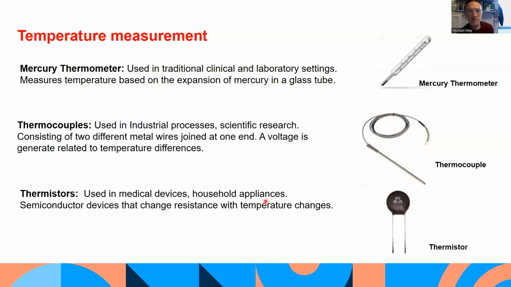And then thermistors, a combination of thermometer and resistor, used in medical devices, household appliances, and semiconductor devices, that change resistance with temperature change. So basically, they'd be on circuit boards, the motherboard of your PC, for example, telling the fan to switch on, or telling the system that the temperature is too high and it might need to shut down.